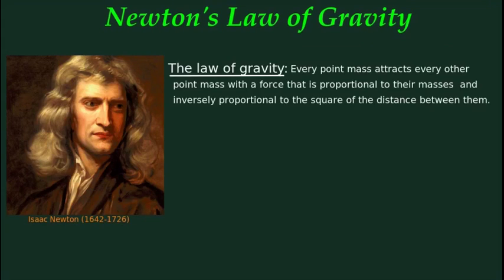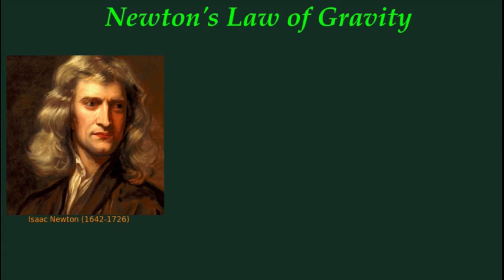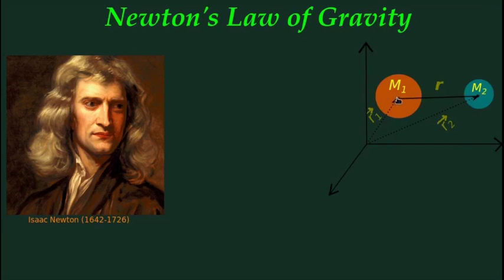He said that every point mass attracts every other point mass with a force that is proportional to their masses and inversely proportional to the square of the distance between them. Let's say two point masses m1 and m2 are separated by a distance r. So the magnitude of the force between them is proportional to their masses, that is m1 and m2, and inversely proportional to the distance square, that is r square.